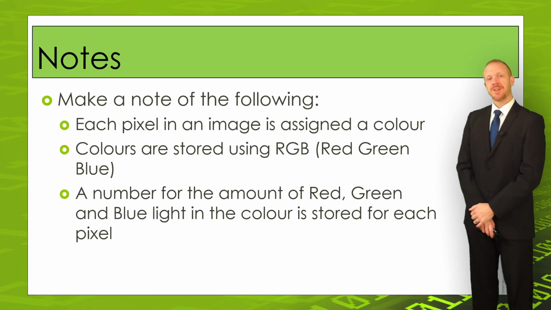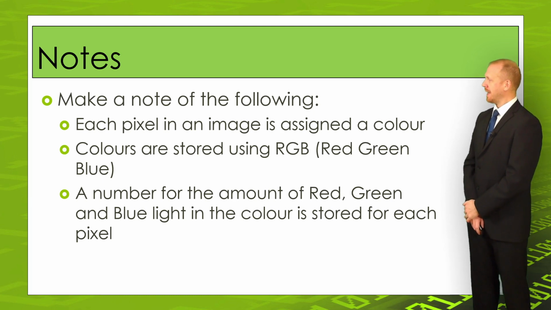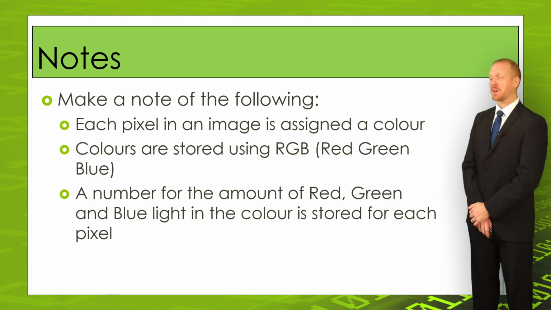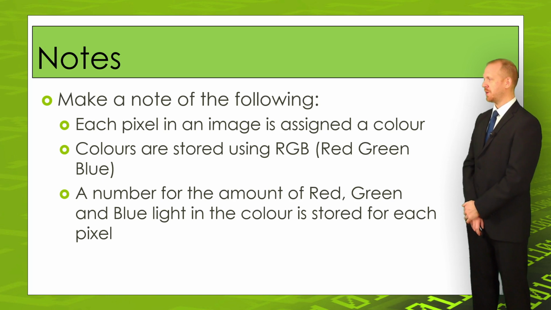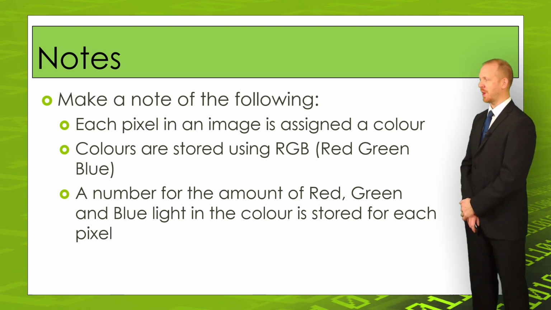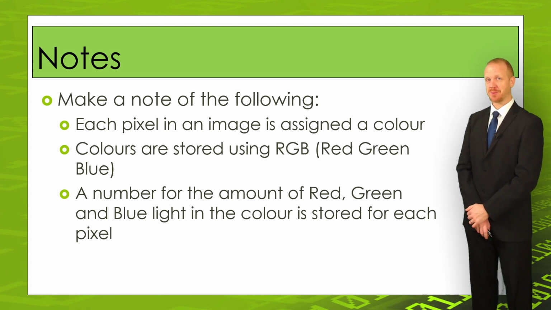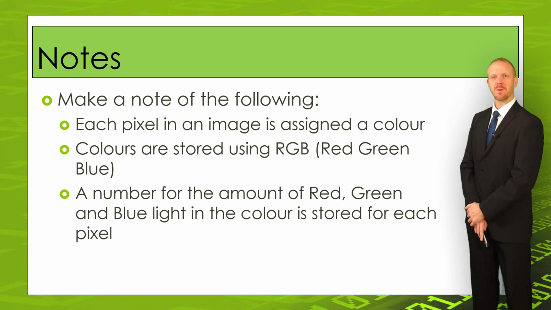So can we add to your notes the following? Each pixel of an image is assigned a colour. Colours are stored using red, green and blue, RGB, and a number for the amount of red, amount of green and amount of blue light in the colour is stored for each pixel. Unpause the video when you're finished with that note.